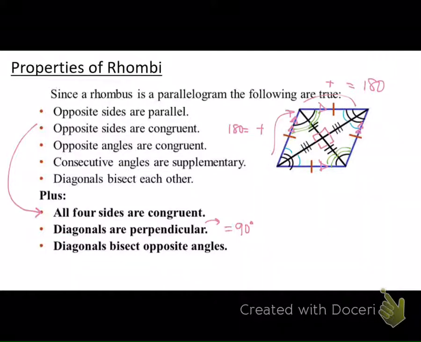Do the diagonals bisect each other, meaning cut each other into two equal pieces? Yes. So the fifth box should be shaded. Do the diagonals bisect opposite angles? Yes, that's what we have here. Bisect opposite angles cuts those angles into two equal pieces. So the sixth box down should be shaded.